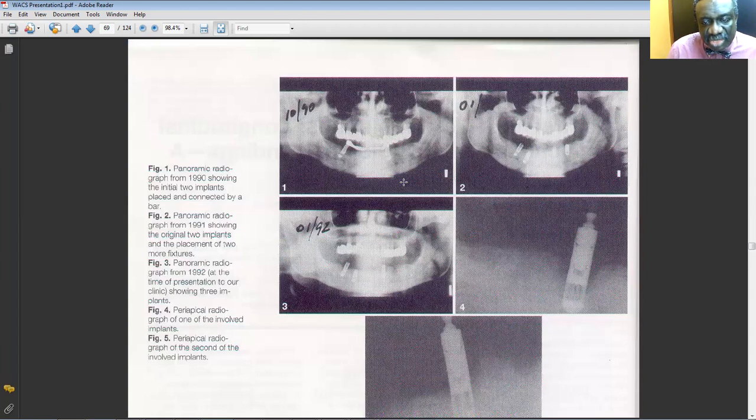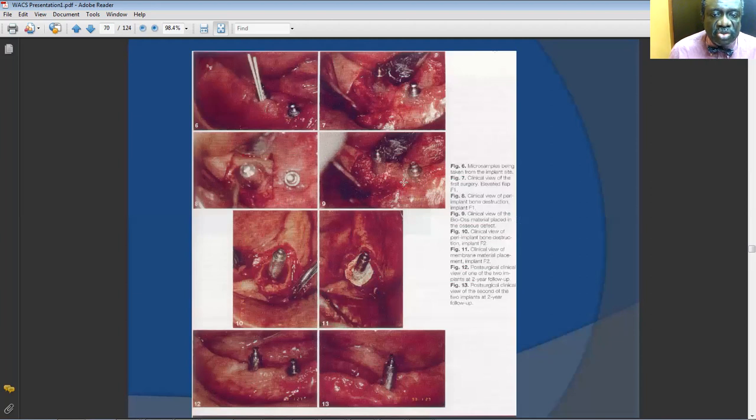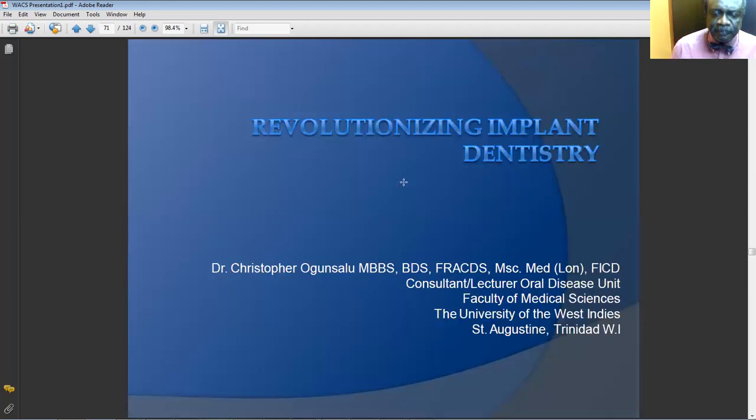These are pictures relating to failing implants, and you must go through them and read the captions that are there. And these are also failing implants, a clinical picture of the explored sites.